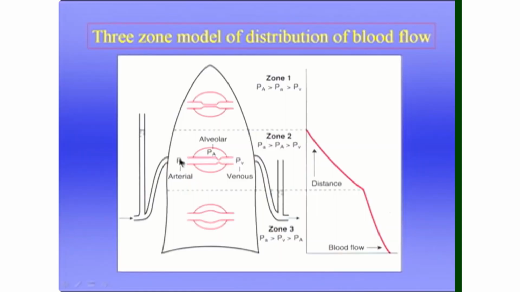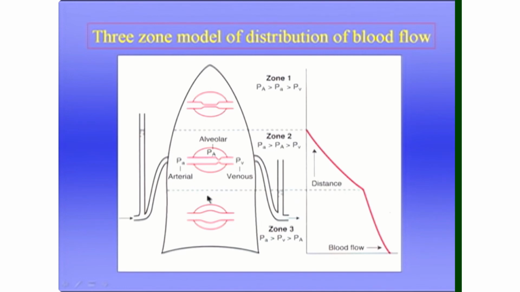So zone 2 then is a situation where the blood flow is determined by the arterial minus the alveolar pressure. So why does blood flow increase down zone 2? Well, arterial pressure is increasing, the hydrostatic effect. Alveolar pressure is the same throughout the lung, okay? And therefore the pressure difference increases and blood flow increases.